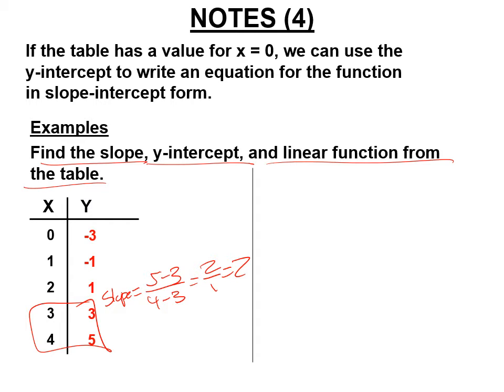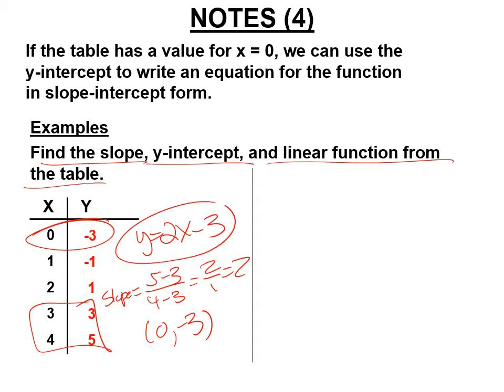All right, now look at the table. What's the y-intercept? It's the thing where x equals 0. So if we know the slope and the y-intercept, can we write a linear function? Sure we can. y equals 2x minus 3. All right, so the equation that made this table was y equals 2x minus 3. Let's make sure we understand that.